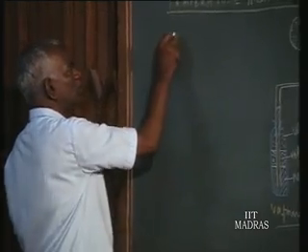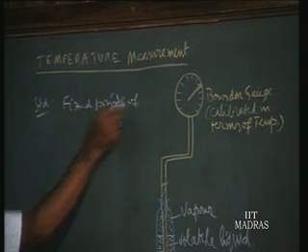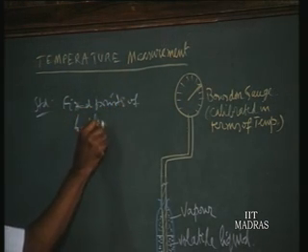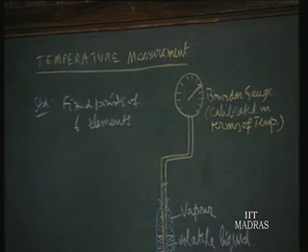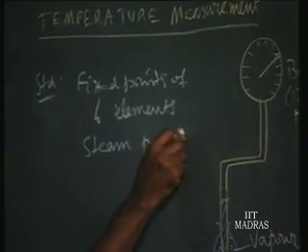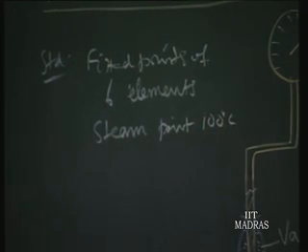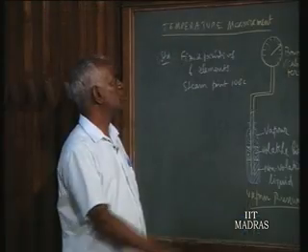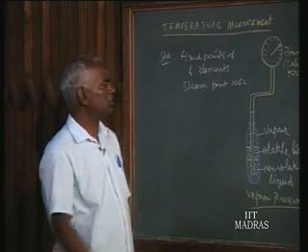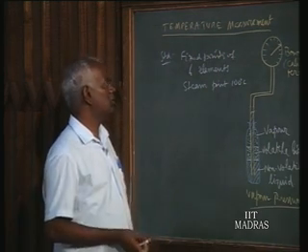Fixed points standard is obtained from fixed points of 6 elements. They are mentioned in any clock table. For example, steam point 100 degree centigrade, and ice point 0 degree centigrade, and the melting point of gold, melting point of silver, melting point of sulfur. Some such 6 points are there. Based on that any instrument is calibrated. So, the standard for temperature is the fixed points as defined in any clock table. One can refer to the clock table.